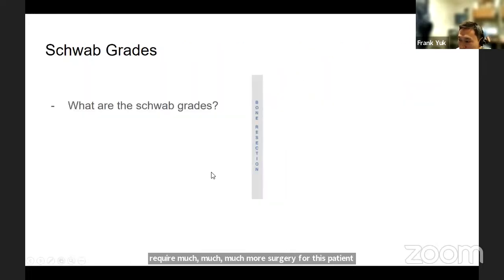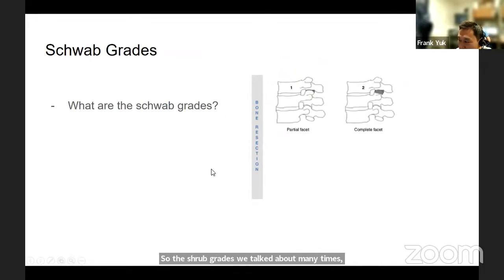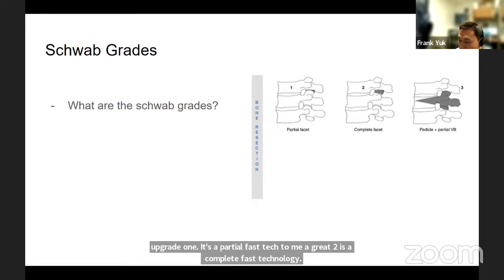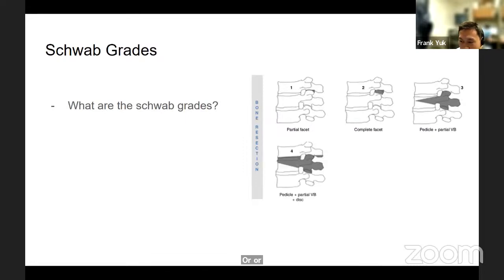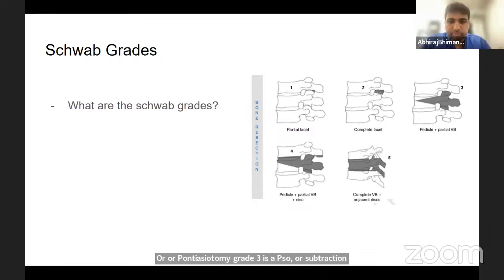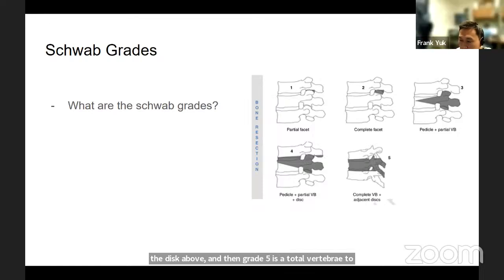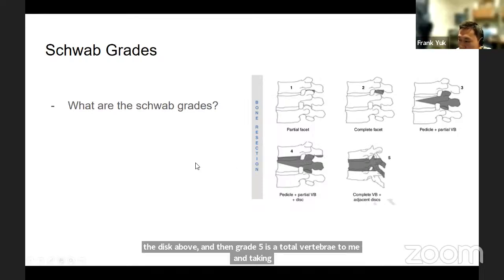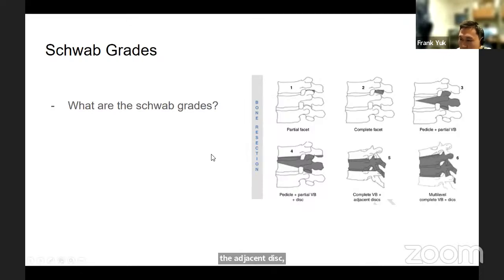So the Schwab grades we've talked about many times, but a grade 1 is a partial facetectomy, a grade 2 is a complete facetectomy, or Ponte osteotomy. Grade 3 is a PSO, or pedicle subtraction osteotomy. A grade 4 is an extended PSO where you take the disc above. Grade 5 is a total vertebrectomy, taking the adjacent disc superiorly and inferiorly. And then a Schwab grade 6 is multilevel vertebrectomies.